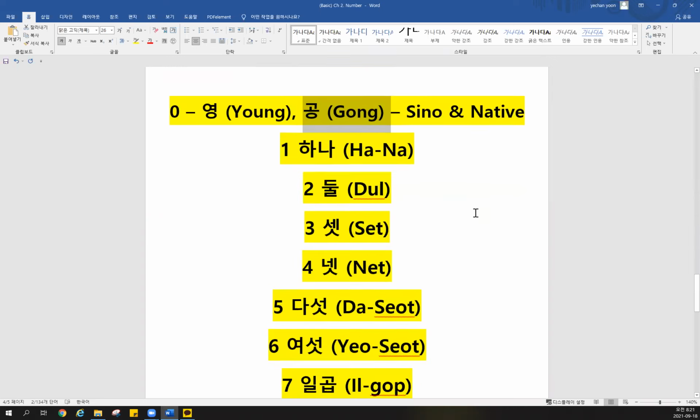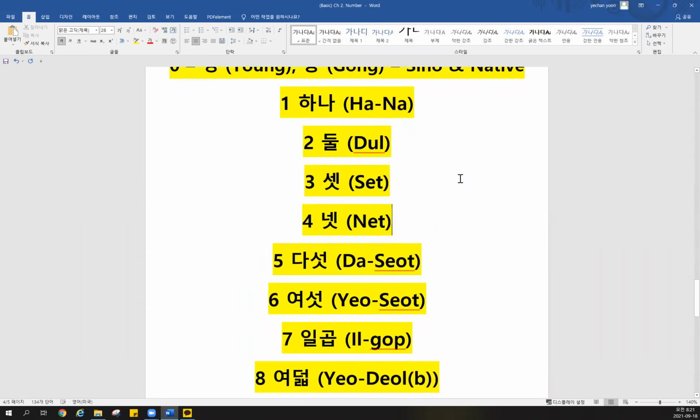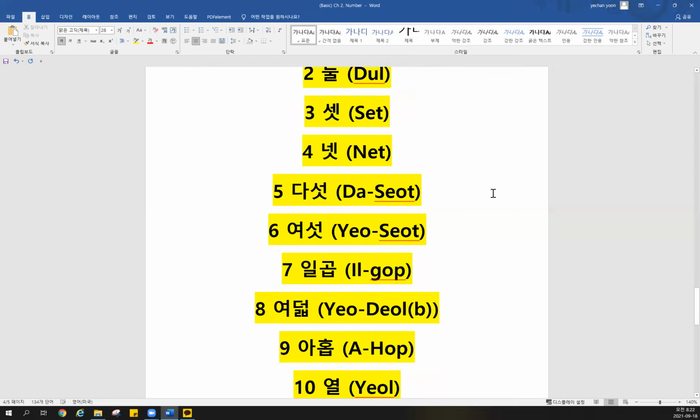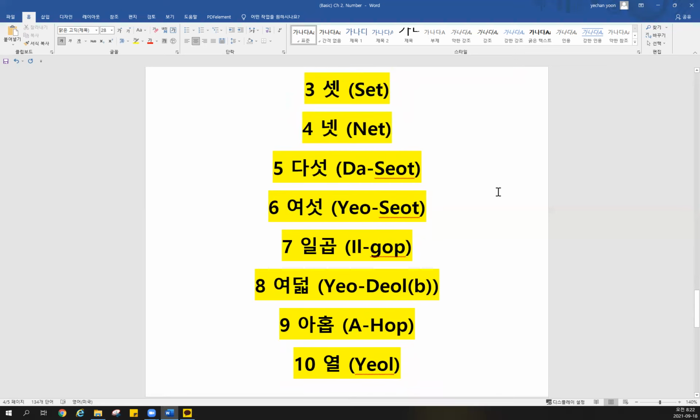Then for the other numbers, 1 to 10, I'm just going to read really slowly. So please practice in your place, okay? Let's go. For number 1, you can say 하나, 하나. 2, 둘. 3, 셋. 4, 넷. 5, 다섯. 6, 여섯. 7, 일곱. 8, 여덟. 9, 아홉. 10, 열. Okay? Hope you guys are ready.